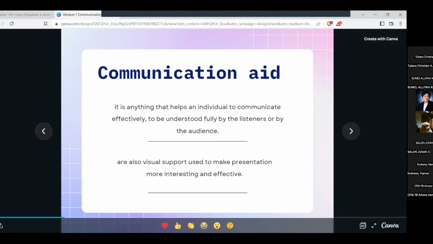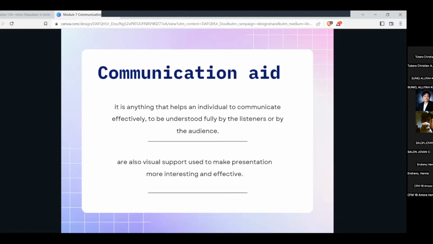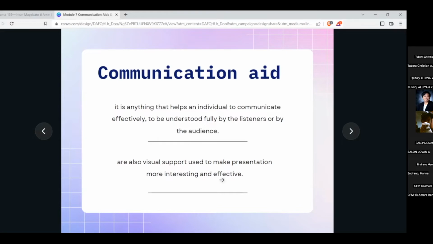Otherwise, if I am just talking, you will easily get bored. I know you still get bored even if you're listening to me. I hope not. All right. So communication aids come in different shapes. Please remember that. These are also visual support used to make presentations more interesting, just like what we have said here.